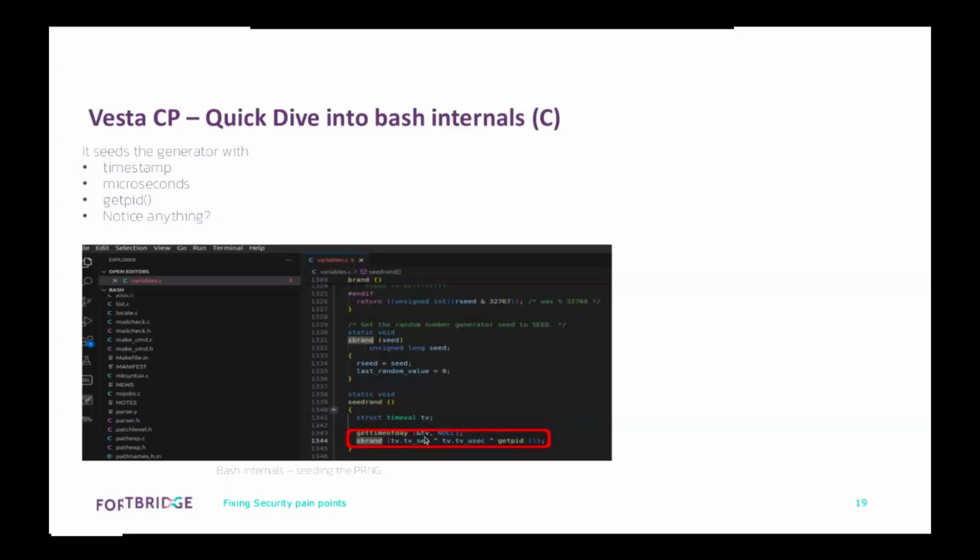Which basically returns the current timestamp and the current microsecond. Again, these are all very deterministic values, so these are a bad idea to use in a security-sensitive operation. And then it calls the function sbrand, which essentially passes as parameter the current second XORed with the current microsecond, and also XORed with the current PID.